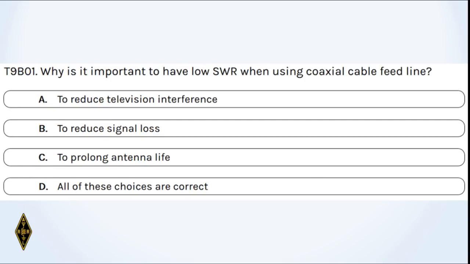And why is it important to have low SWR when using coaxial cable feed line? You don't want to have 100 watts going out of your transmitter and 50 watts at the opposite end. You want to reduce signal loss. And higher SWR will actually increase signal loss because of that bouncing back and forth. You're heating it one way, heating it another way, heating it another. And so if you've got 3 dB loss, you're going to have 3 dB loss coming back, 3 dB loss, so a lot more heating going on in the cable.